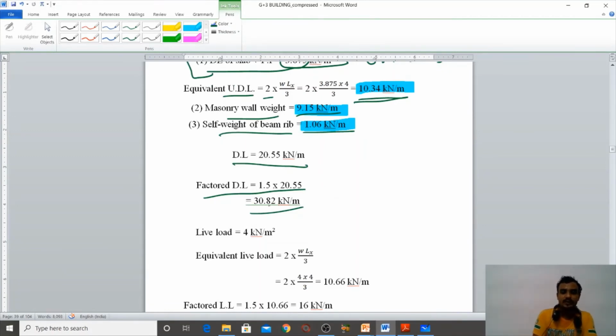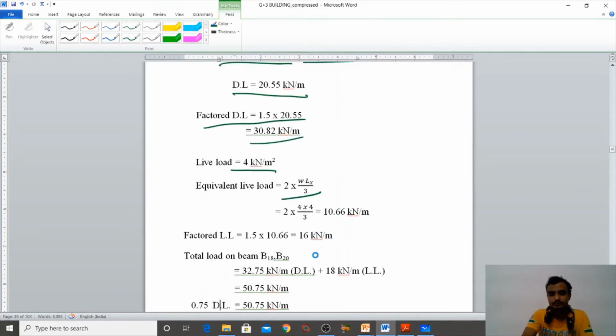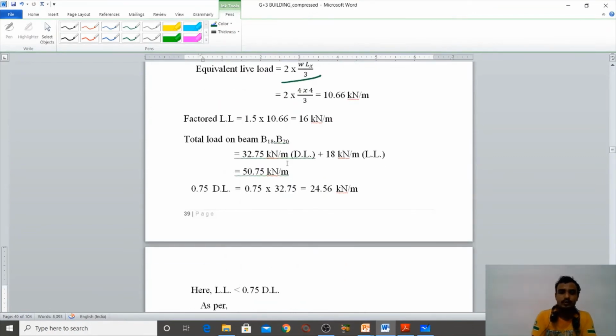Then the live load. The equivalent live load is twice into WLx by 3. The live load is 4, so 2 into 4 into 4 by 3. So the equivalent live load is 10.66 kN per meter. Then the factored live load is 1.5 into 10.66, so the factored live load is 16 kN per meter.